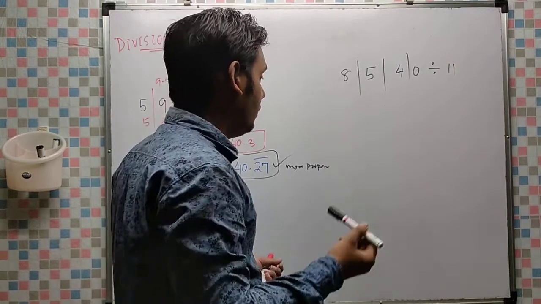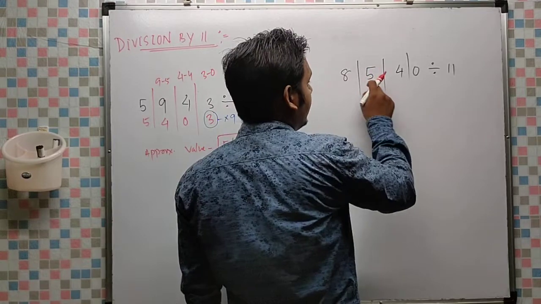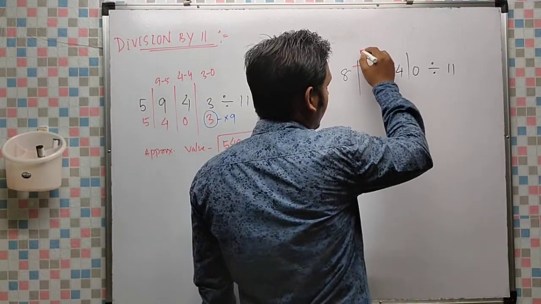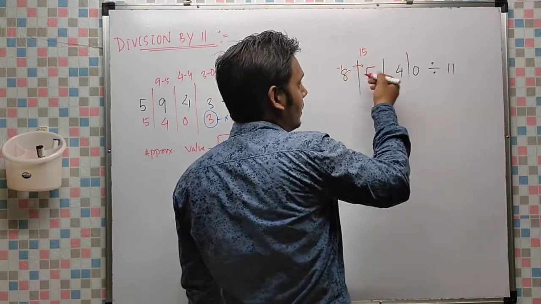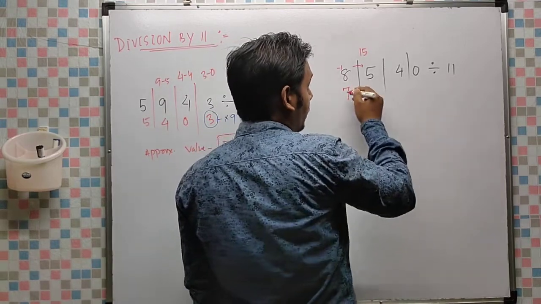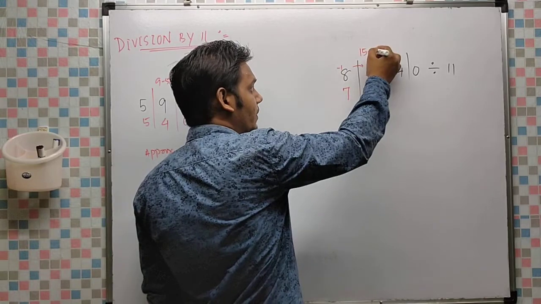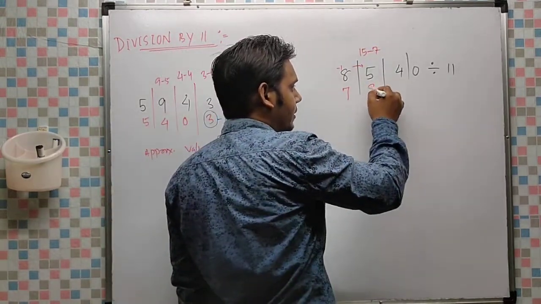Okay. Now what I have to do, 8 is greater than 5, so I can give 1, so that this 5 will become 15. And because we have given 1 here, 8 will turn to 7. Now 15 minus 7 is possible. This 15, 8 turned to 7, so 15 minus 7 is possible. Okay. Now it is 8.